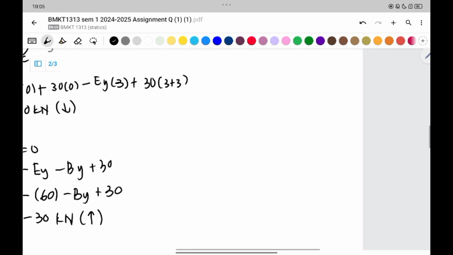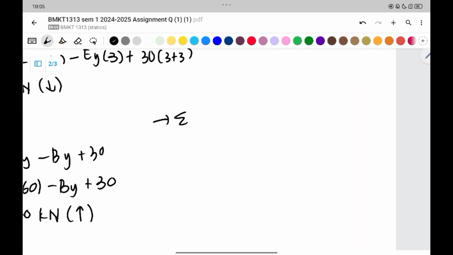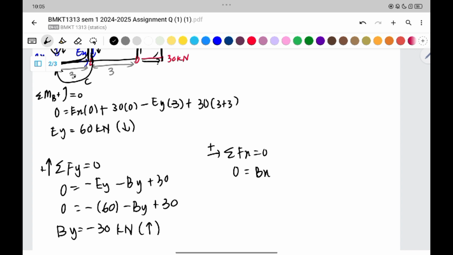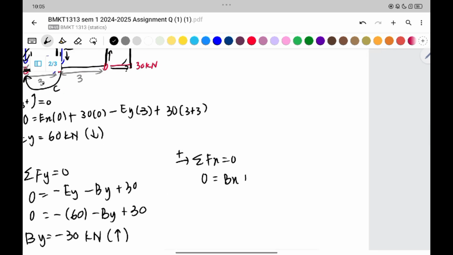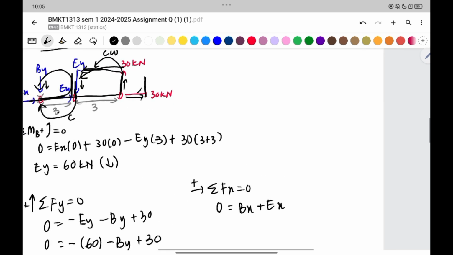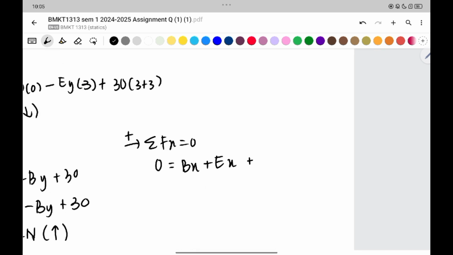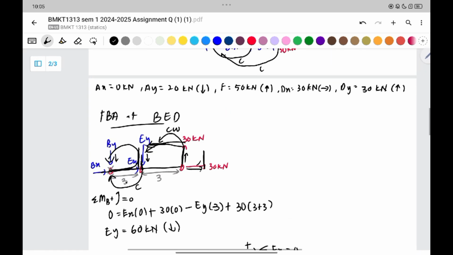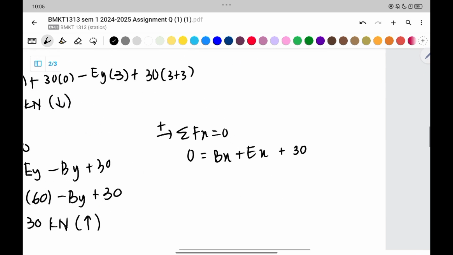Next, if acting to the right is positive, sum of Fx equals 0. So 0 equals BX plus EX plus 30, because the force is acting to the right. So here we know that negative 30 equals BX plus EX. This is our first equation.